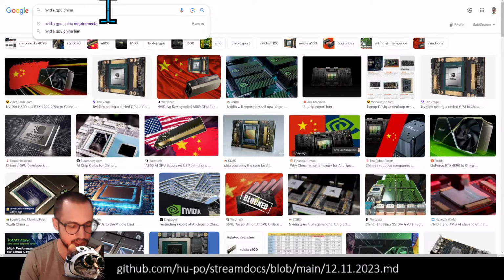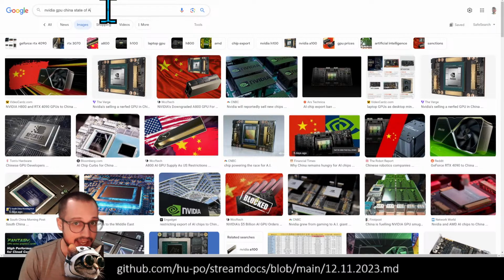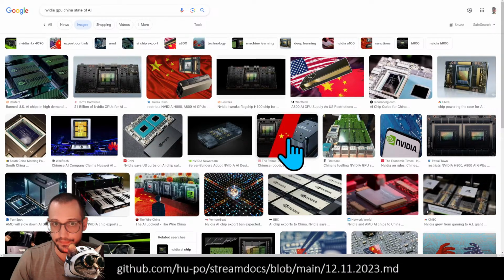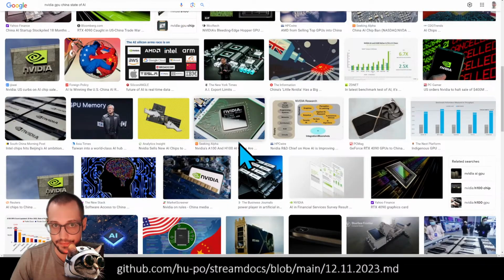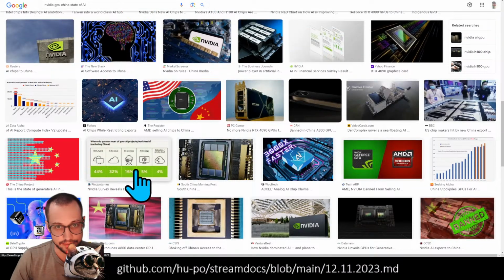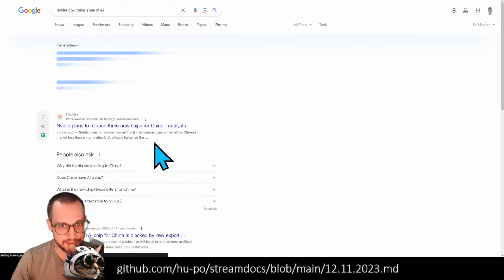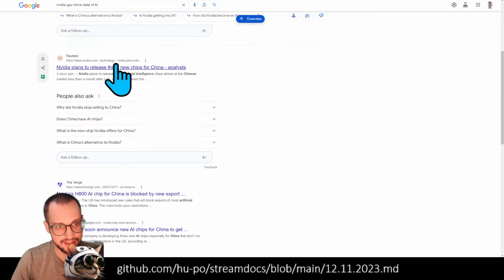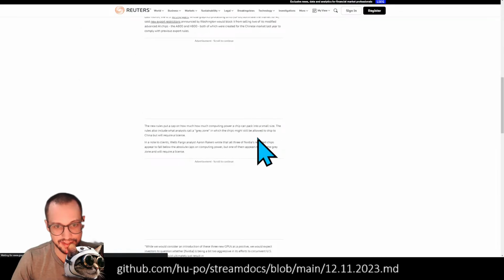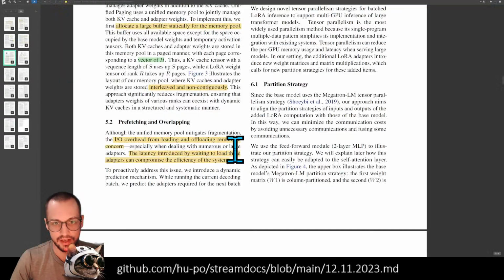NVIDIA GPU China. State of AI report. All right, give me one more second here. I'm going to try to find this. No, okay. I won't find it.